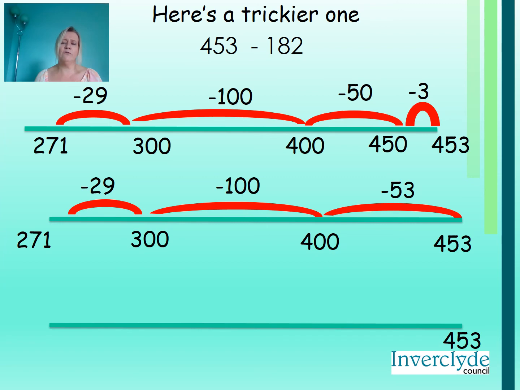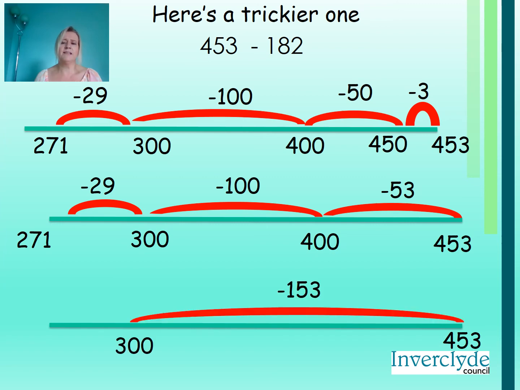If I start again at 453, and I take away one huge jump of 153, I know I would reach 300. I've still got my other 29 to take away, which also brings me to 271.